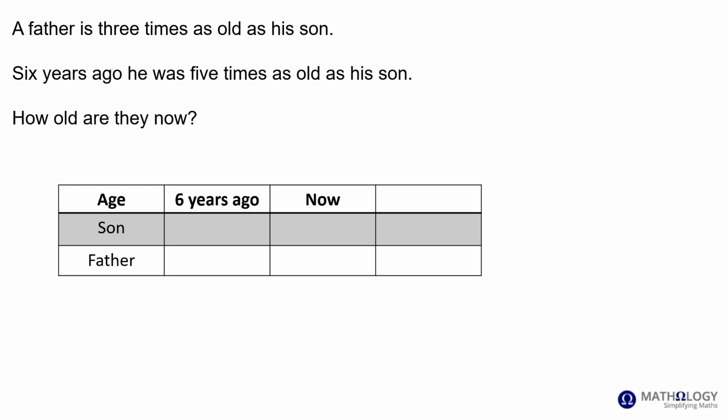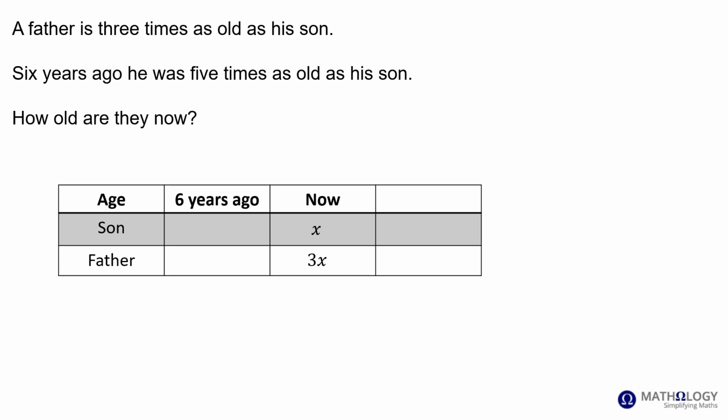First, we will let the smaller quantity, which in this case is the age of the son, be x. The current age of the father is therefore 3x, since we are told that the father is 3 times as old as his son is now. 6 years ago, the father was 5 times as old as his son then, so we also need to find an expression for each of their ages 6 years ago.